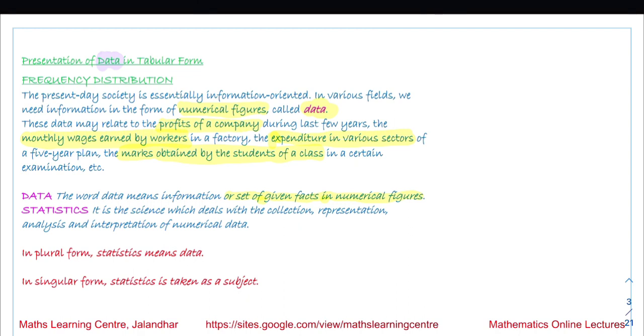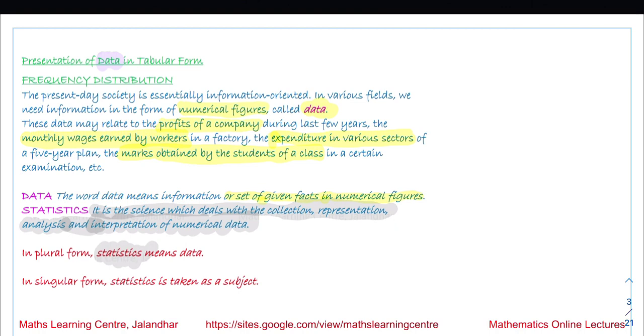It is a science which deals with the collection, presentation, analysis and interpretation of numerical data. This is the definition given over here: if we have some data, then the collection of that data, representation of that data, analysis of that data and interpretation of that numerical data, that branch of science is called statistics. So that is statistics, and the plural of this is statistics.